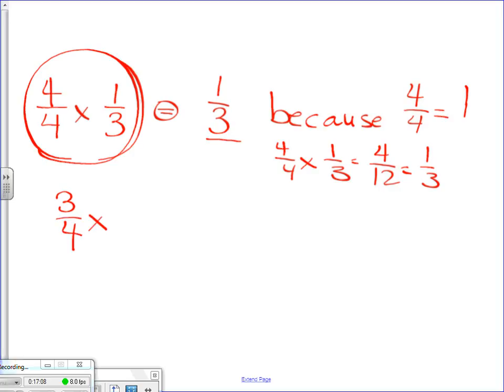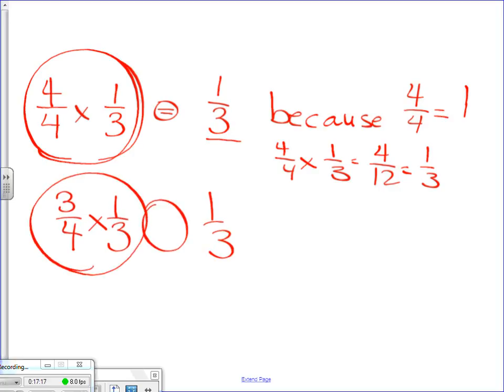3/4 times 1/3, comparing the product of this by the original 1/3. What do you think, Emily? Why?